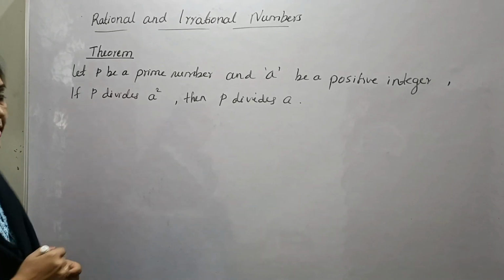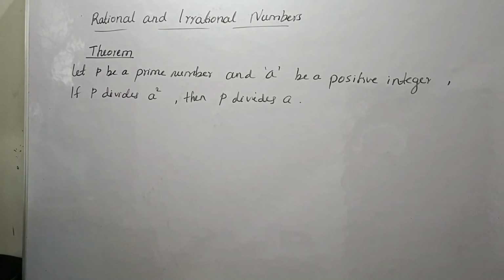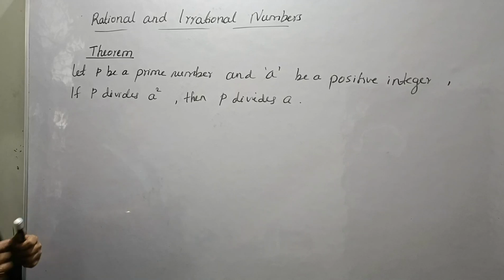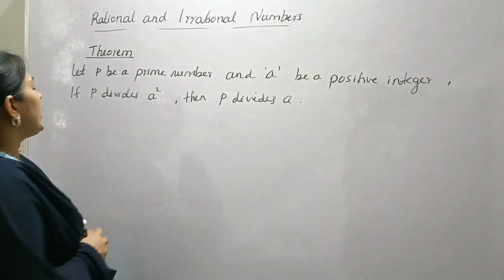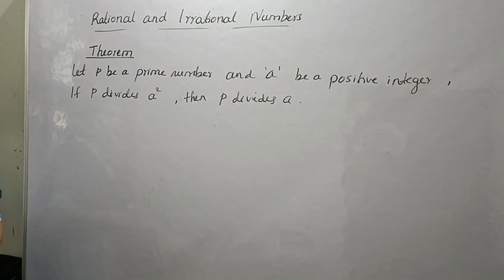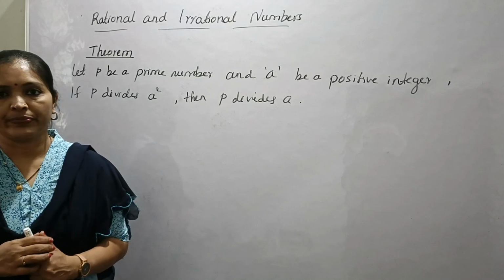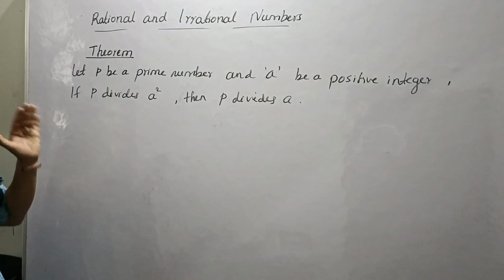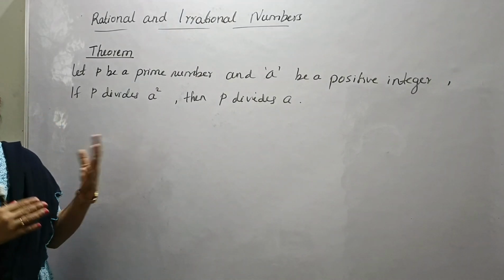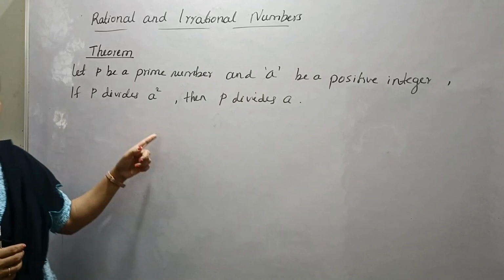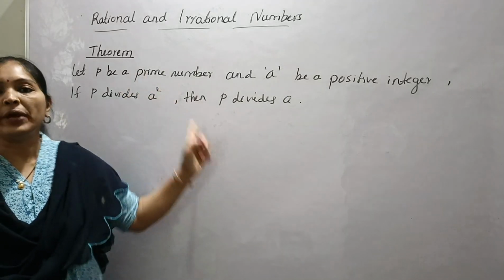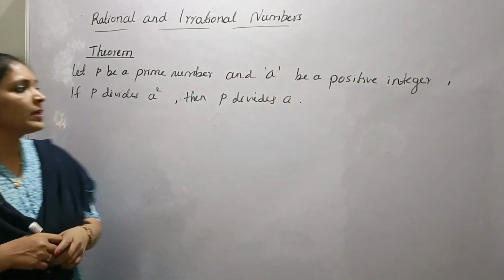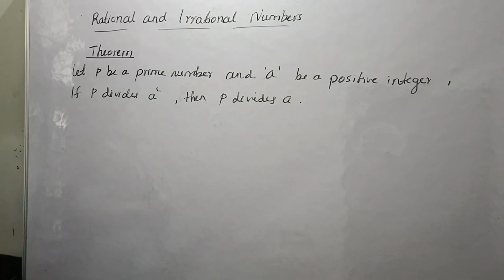Now let's go through a very important theorem. Let p be a prime number and a be a positive integer. If p divides a square, then p divides a. Here p is a prime number, and we have to prove that if p divides a square, then p divides a, where a is any positive integer.